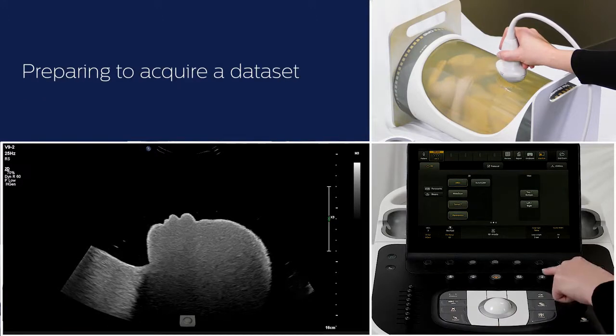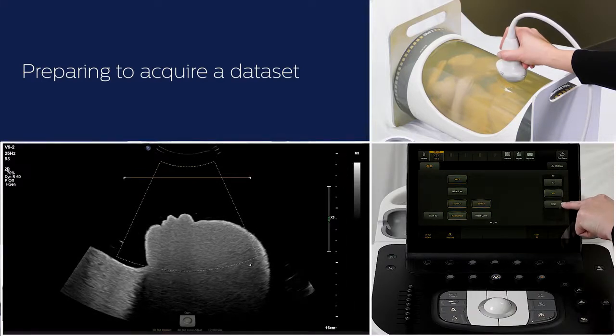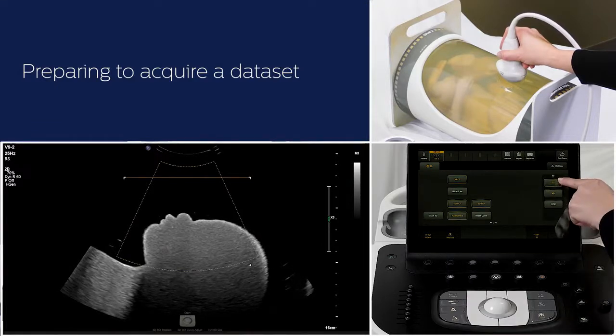Press 3D. On the touchscreen, you can choose between 3D, 4D, or stick. A stick acquisition is used for the fetal heart. 4D is selected by default. If you prefer 3D to be active by default, this can be saved under a new preset.